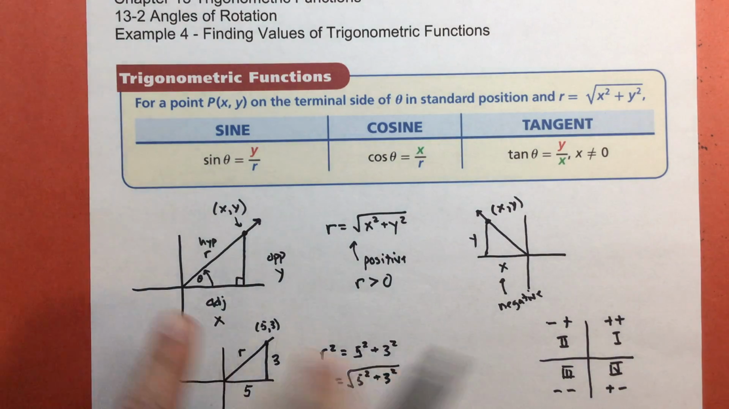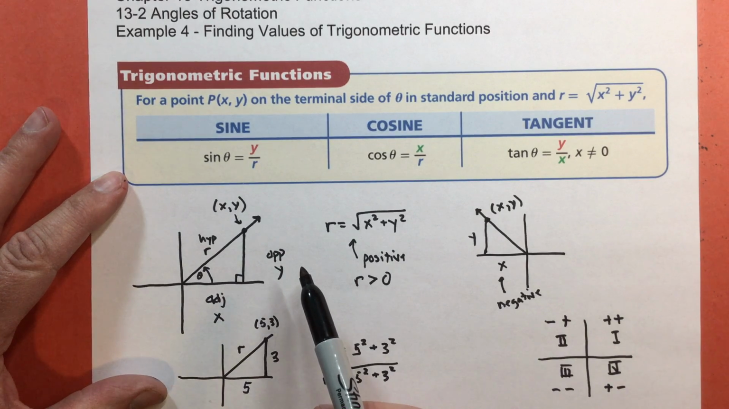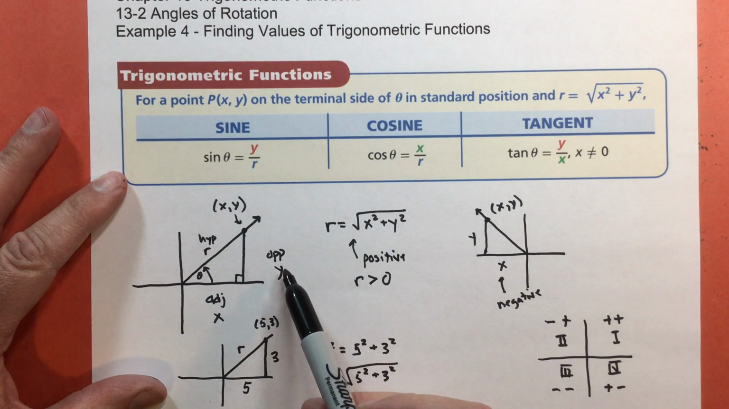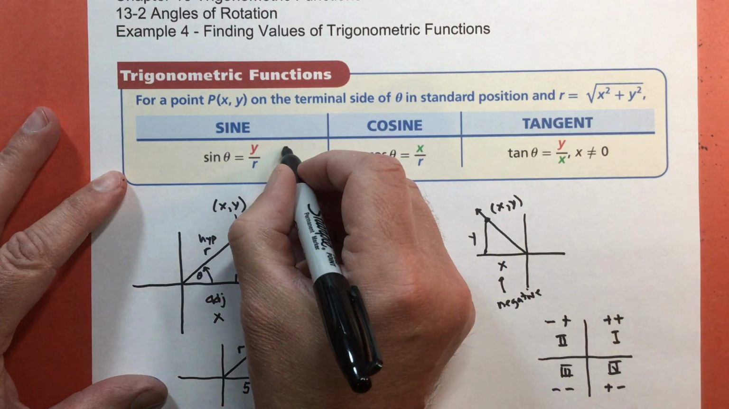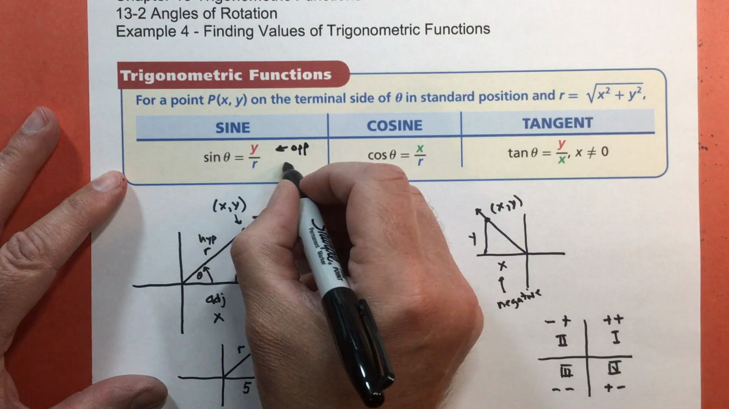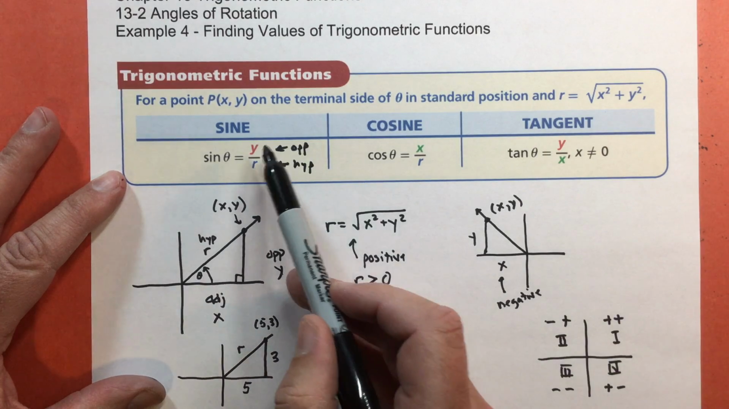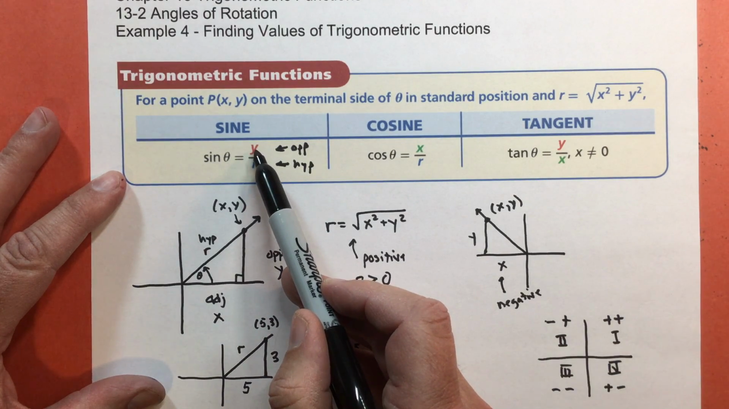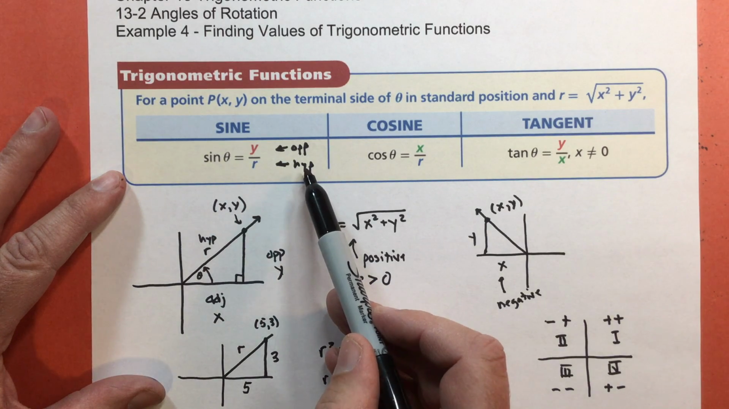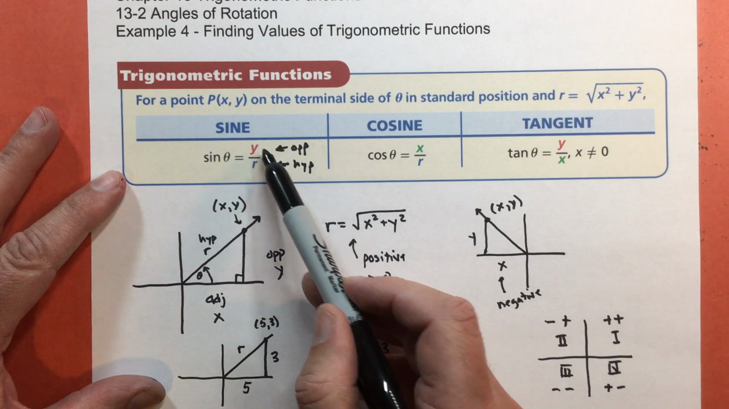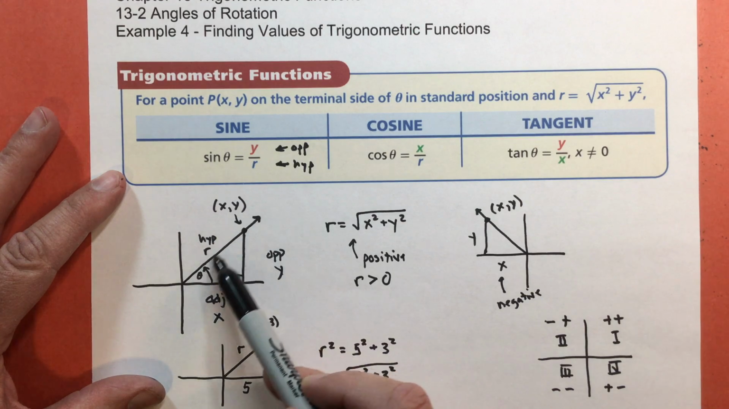Now, going back to this one, if I have SOHCAHTOA, the opposite is y, the hypotenuse is r. Going back to quadrant 1, my y coordinate represents the opposite side of the triangle, and the r represents the hypotenuse. Sine is opposite over hypotenuse, so I can just say y over r. So whatever the y coordinate is of that point, over that distance r.